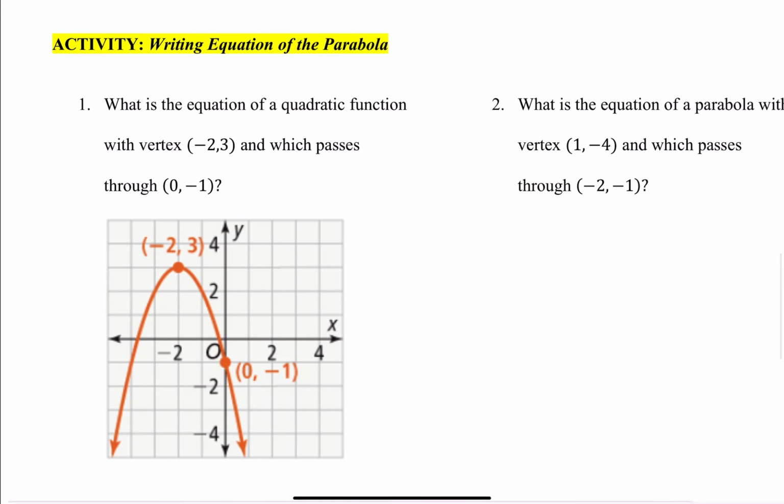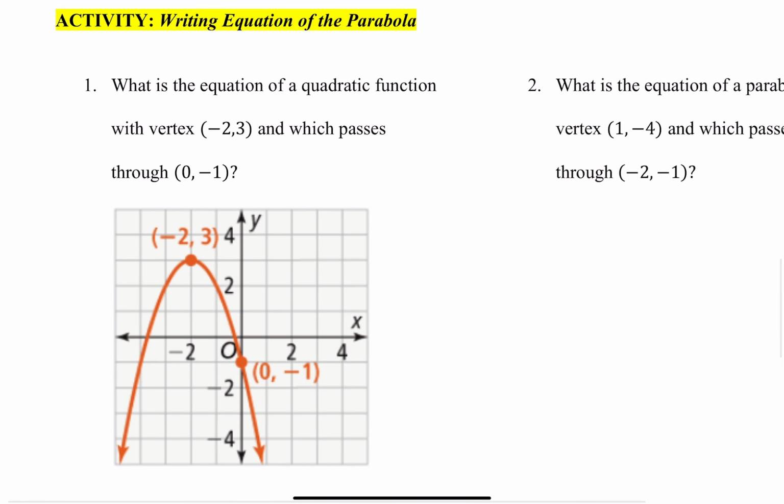So for today, class, the activity is about writing the equation of the parabola. Before, the function was given and then we graphed it. Now, the vertex is given and the point where the graph passes through. Our task is to determine the equation of the graph.